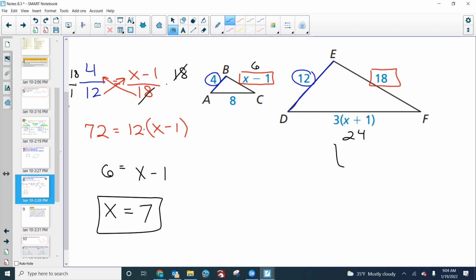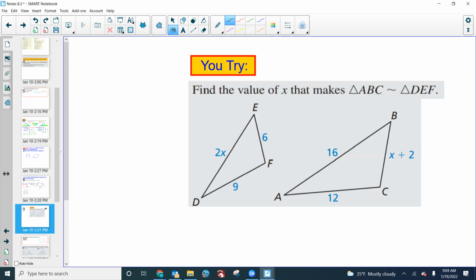Now, things to be careful of. If you choose to cross multiply, don't forget to put parentheses around here and distribute, or like I said, you can divide by 12. Again, I'm not trying to confuse you. We're getting ready for Algebra 2 next year, where you just need to be very proficient with your number sense and your operations on this.